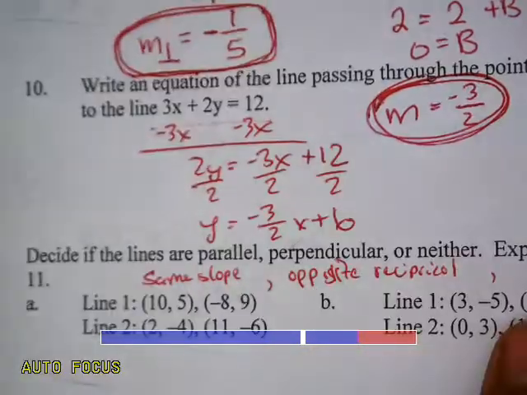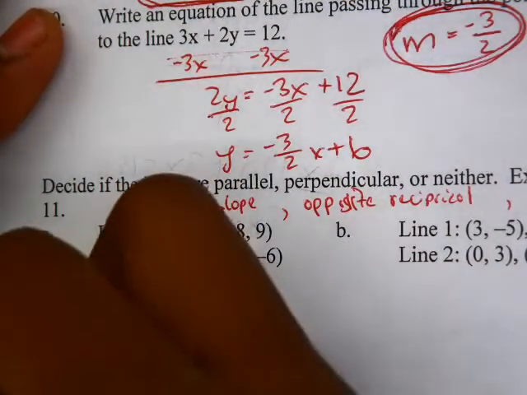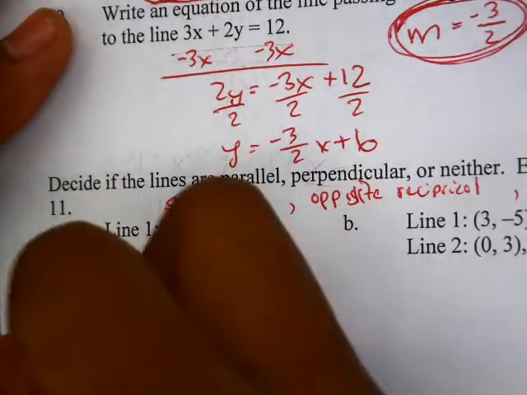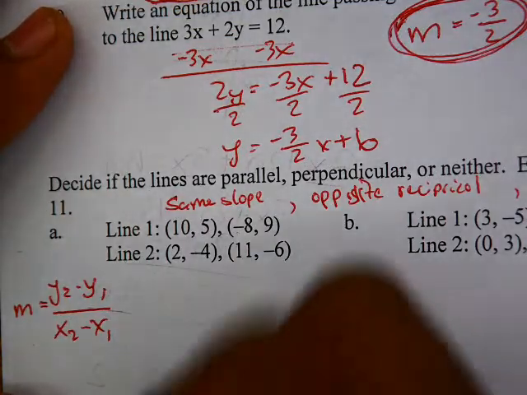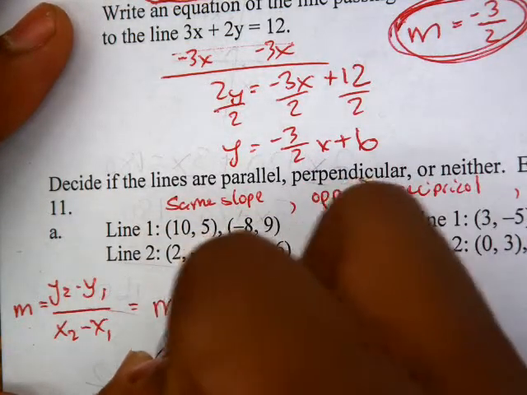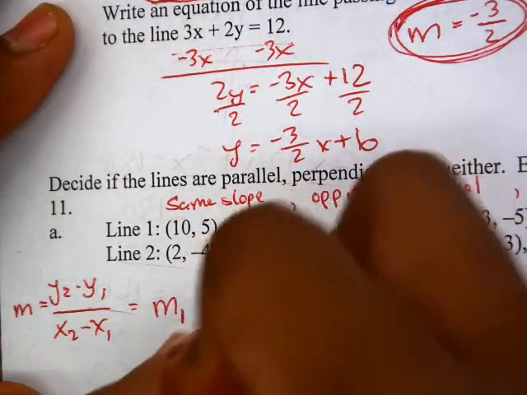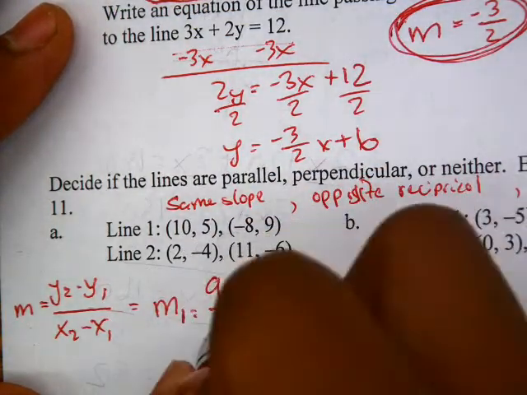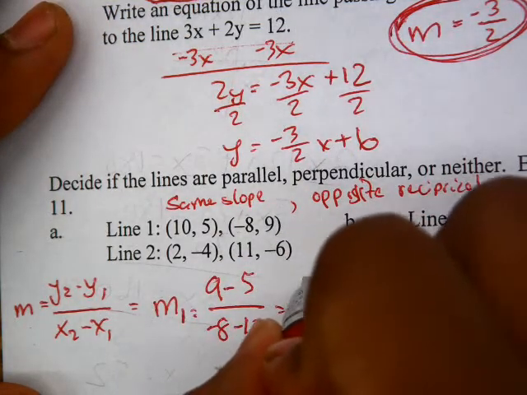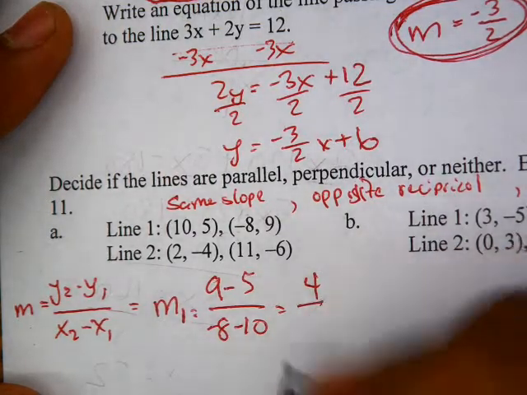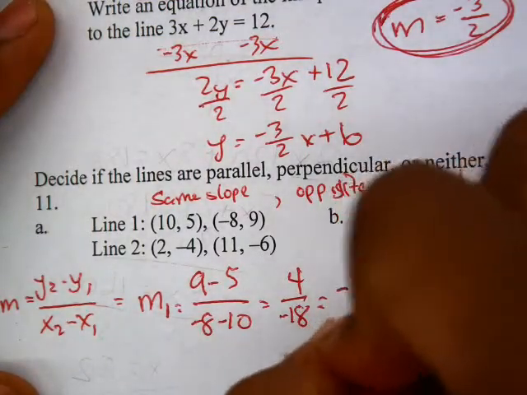So in 11, I need to find the slope between these two lines. Line 1 has these 2 points, line 2 has those 2 points. So I need the slope formula: y2 minus y1 over x2 minus x1. So for the slope on line 1, it's 9 minus 5 over negative 8 minus 10. 9 minus 5 is 4. Negative 8 minus 10 is negative 18, which reduces to negative 2 over 9.